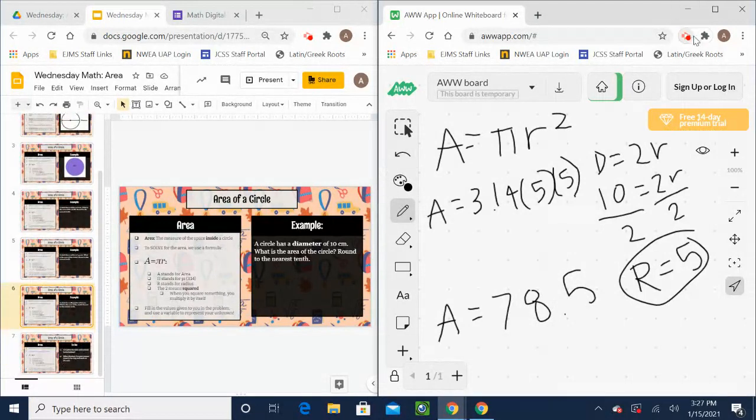Okay, that is your lesson for today. Remember, area equals pi times radius squared. Put that in your brain.